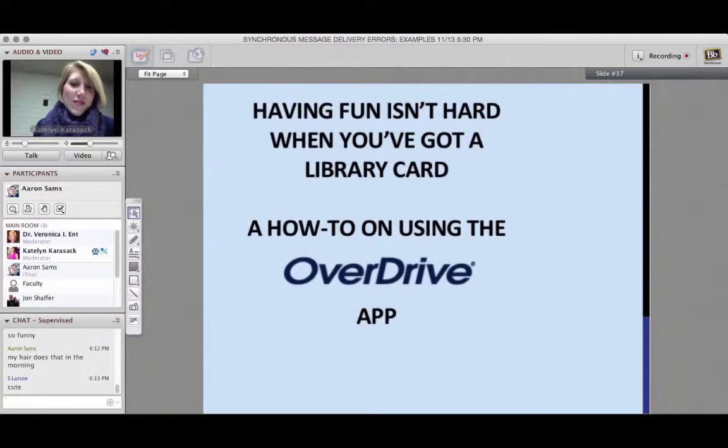Okay, everyone. Tonight we're going to talk a little bit about how to use the Overdrive app, which is going to be really useful for those of you who have a library in your school or have students who need to check out books from the library.